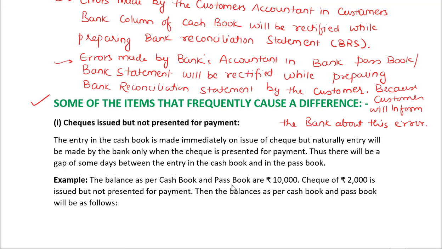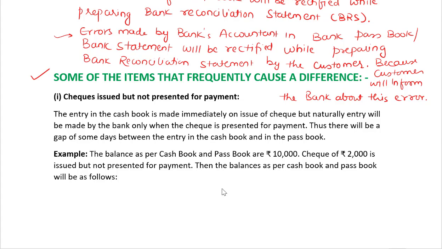Some of the items that frequently cause a difference in the customer's cash book and bank's passbook. The first item is check issued but not presented for payment. The entry in the cash book is made immediately on issue of check, but naturally entry will be made in the bank only when the check is presented for payment in the bank.